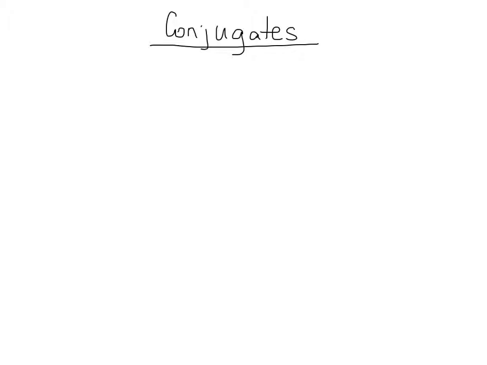So let's say I have an expression. The expression is 3 minus the square root of 5. And for some reason, and we'll see why later, we want something called the conjugate. So the example says, find the conjugate of that thing here. So find the conjugate.